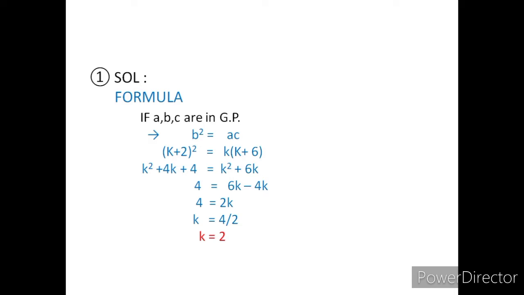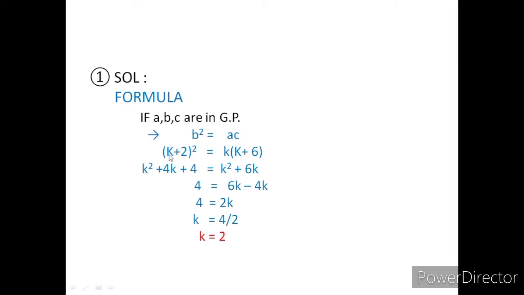Here we have three terms. Those terms can be taken as, the first term can be taken as A, and second term as B, then third term as C. If A, B, C are in GP, the formula is like this: B square is equal to AC. Then you substitute the value of B, then the value of A and then the value of C. Then you go through the calculation.